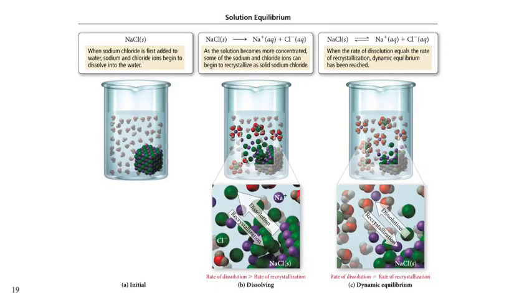Here's pictures. So there's our lump of sodium chloride, and it's going to begin dissolving, but there's no sodium and chloride out here, so it can't recrystallize. As this dissolves and we get more and more sodium and chloride ions in the solution, the rate of recrystallization will increase. Eventually, this will become equal in rate, dissolution and recrystallization, and so we have a dynamic equilibrium.